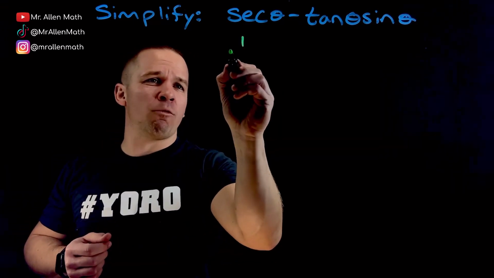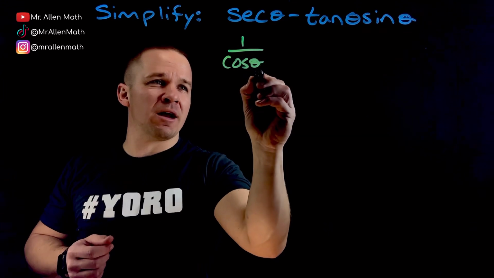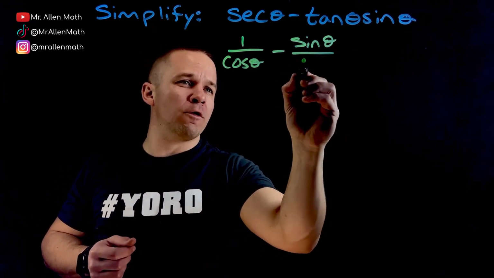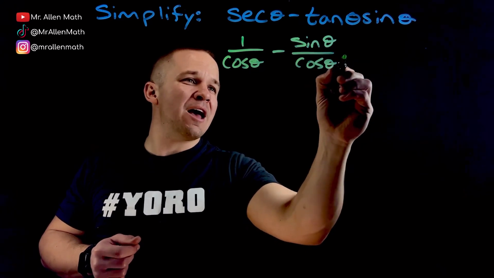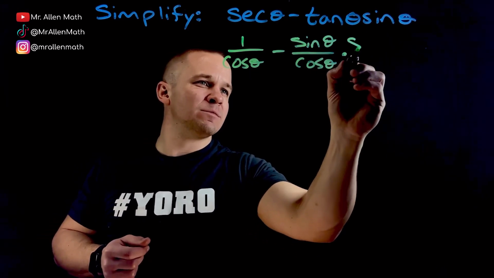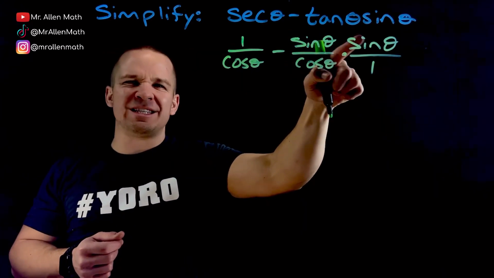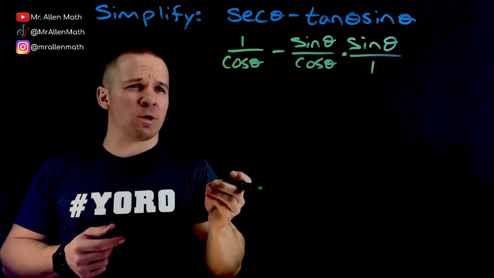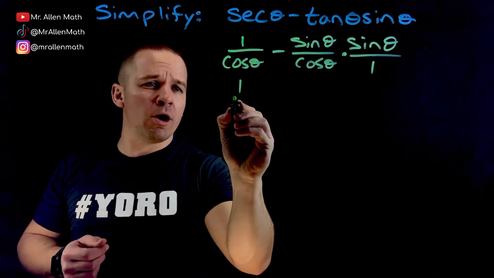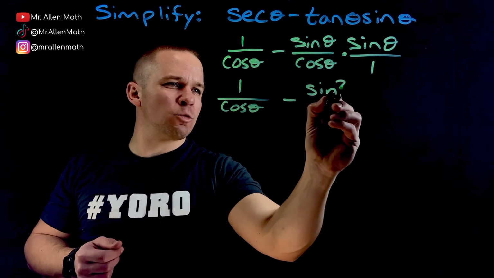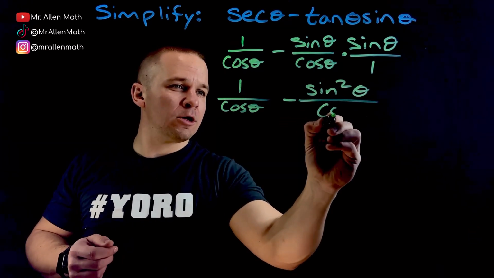So for secant, I'm going to have 1 over cosine of theta. And then for tangent, I'm going to have sine of theta over cosine of theta. And then we've got sine is just going to be sine of theta. We'll throw it over 1 here. So what's going to happen over in this part right here? Well, that's going to become sine squared theta. All right, so I'm going to have 1 over cosine theta minus sine squared theta over cosine.